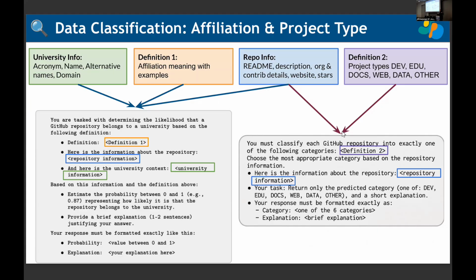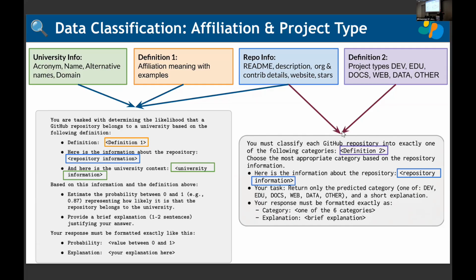So this is specifically about the LLM method, which is the one that I went with in the end. What I did was basically passing the LLM university information, a definition of what it actually means to be affiliated or associated with a university, and the repository information. So things like the README, the description, the organization, the contributing details. And I built a prompt that says, basically, given all of this, can you just tell me a probability of whether this repository is associated or not with this university?